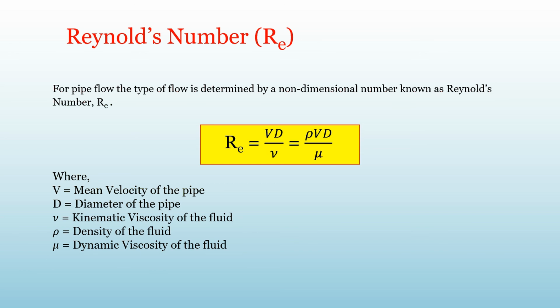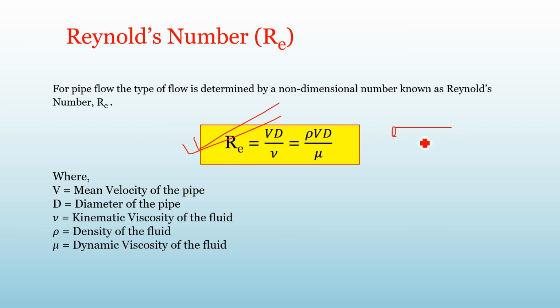To determine that, we have a particular equation or number. The number is known as the Reynolds number, given by the famous scientist Mr. Reynolds. So Re = Vd by nu. So this is the formula. V is the velocity, d is the diameter of the pipe. Okay, we are talking about a pipe now.